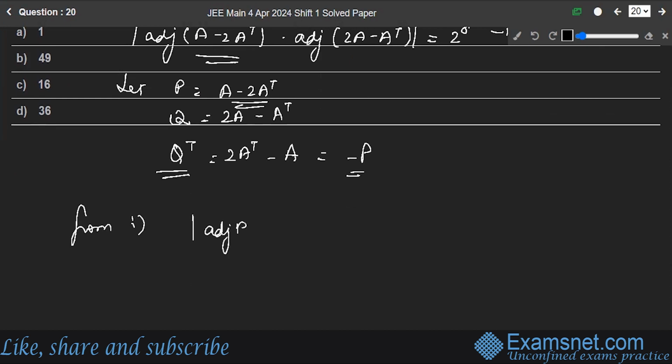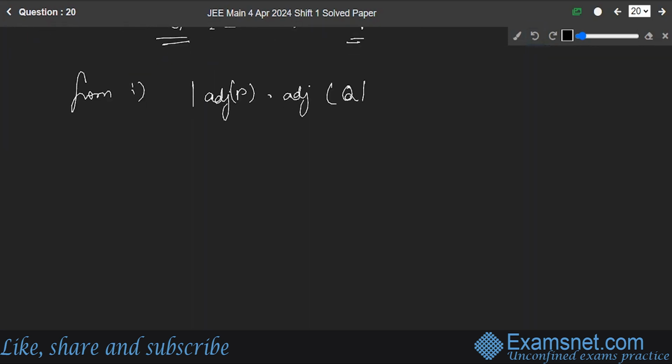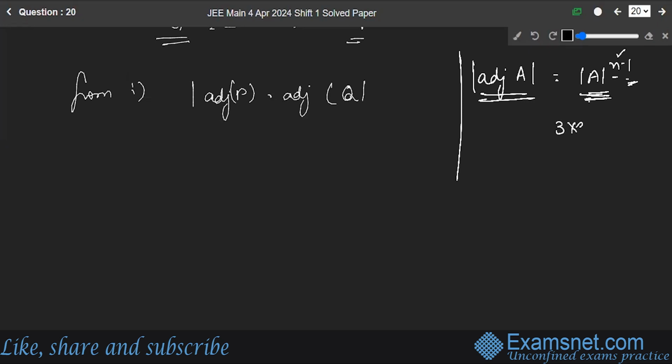Adjoint of P into adjoint of Q. Now you know one formula: the determinant of the adjoint of any matrix A is equal to the determinant of the matrix raised to the power of the order of the matrix minus 1. So here the order of the matrix is 3 by 3.